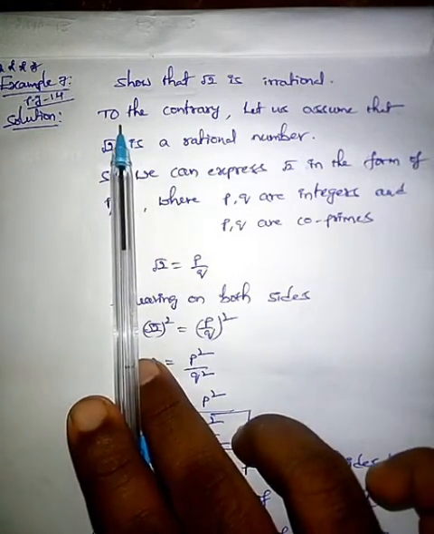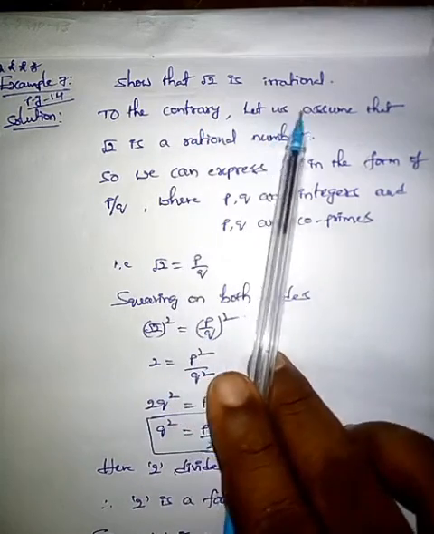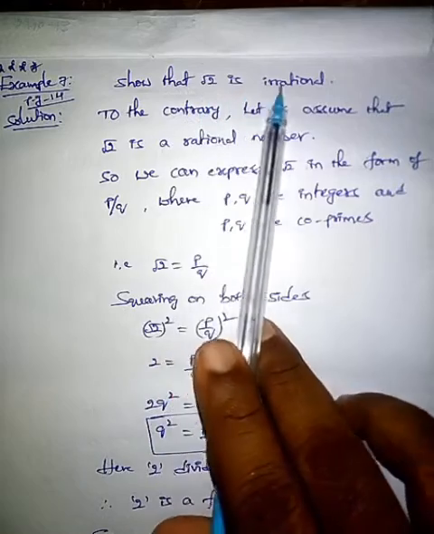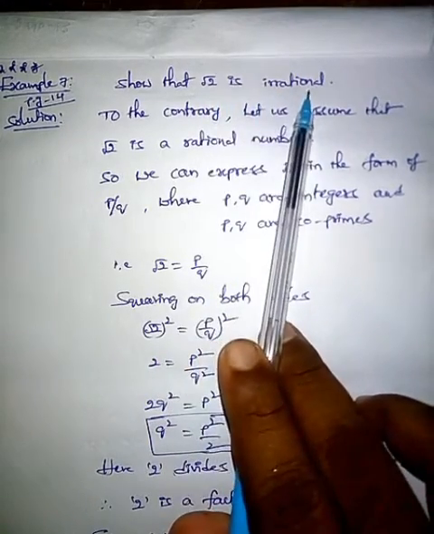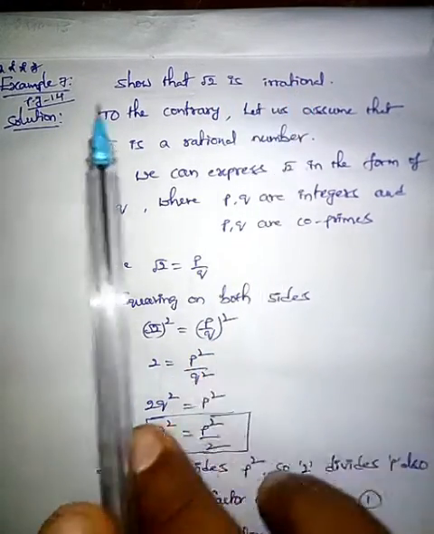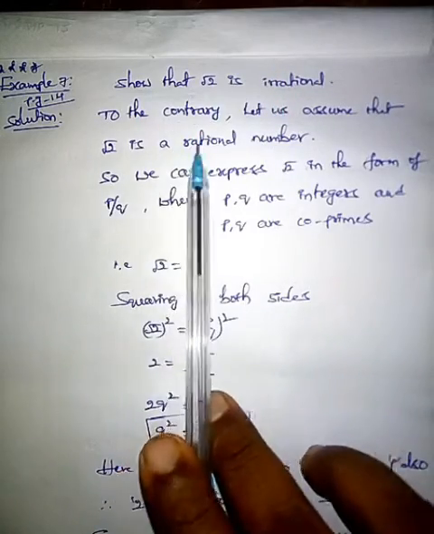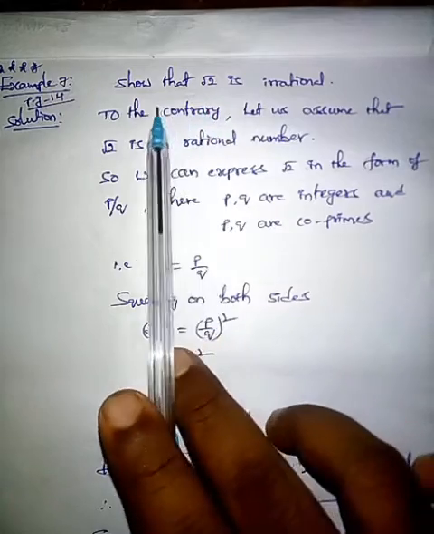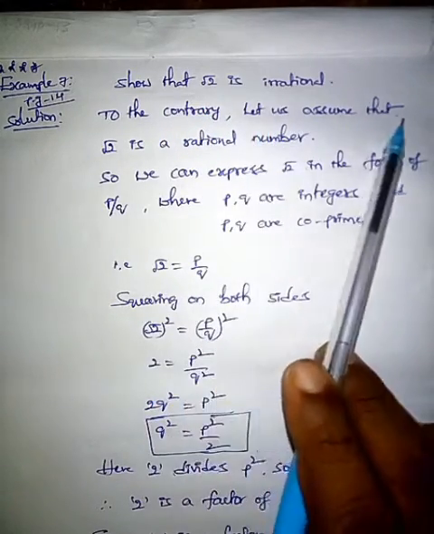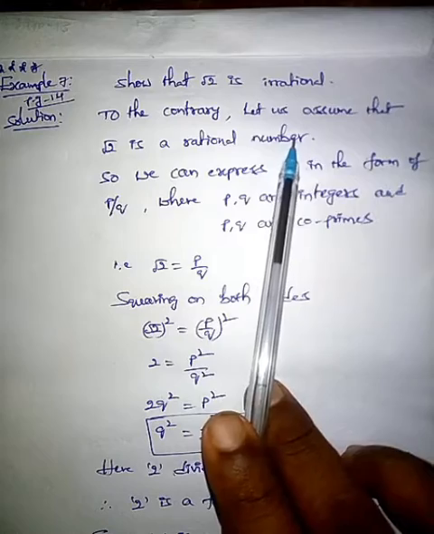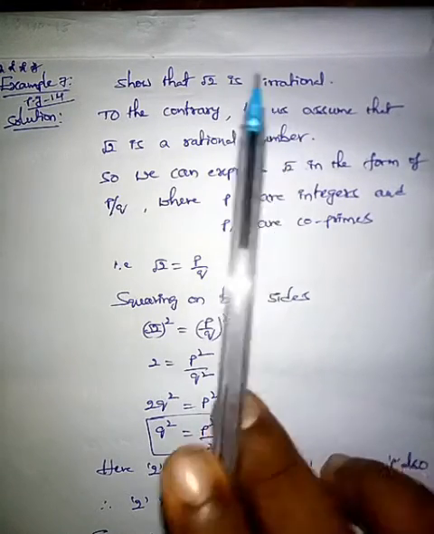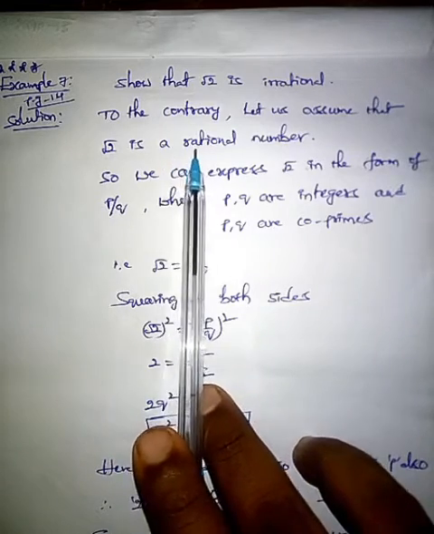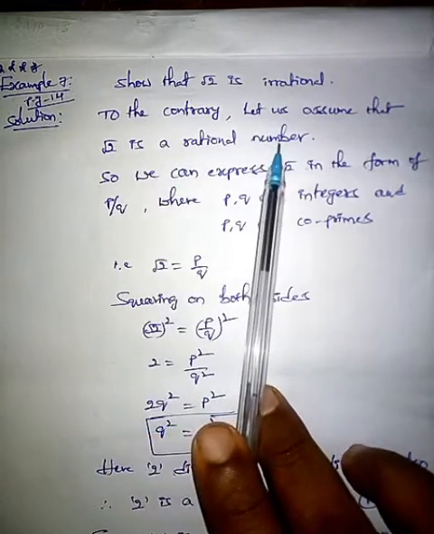So, to the contrary, let us assume that root 2 is a rational number. Here the given statement, root 2 is irrational, is true. But for proving this, we select a false statement against the true statement. So that's why, to the contrary, let us assume that root 2 is a rational number. Actually we have to prove it is an irrational number, but here we take a false statement, that is, root 2 is a rational number.